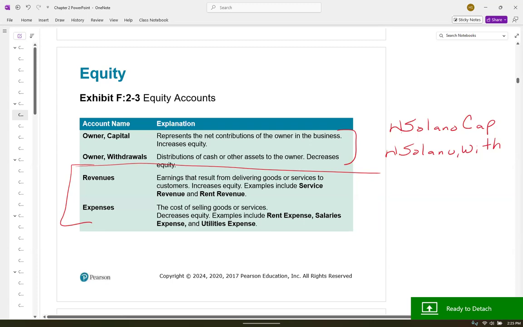Okay. So we have salaries expense, utilities expense, anything with expense at the end of it is going to be in that expense category. Okay, there's a couple of accounts that may not have expense at the end of them. We'll get to those in a couple of chapters and I'll point those out to you.